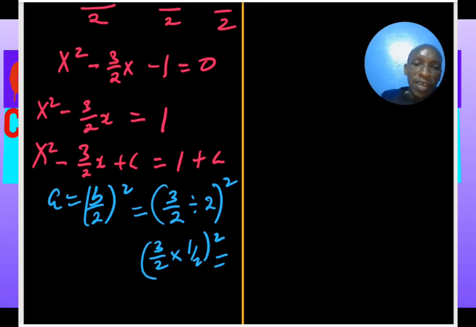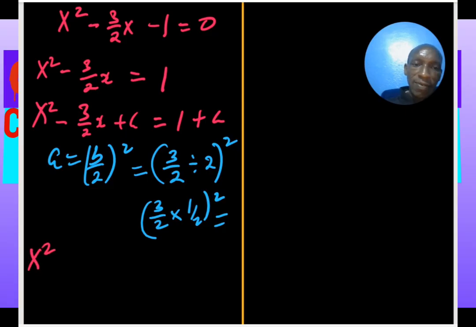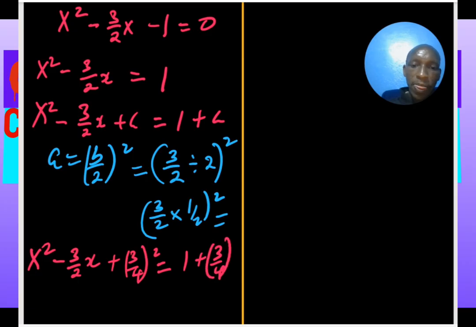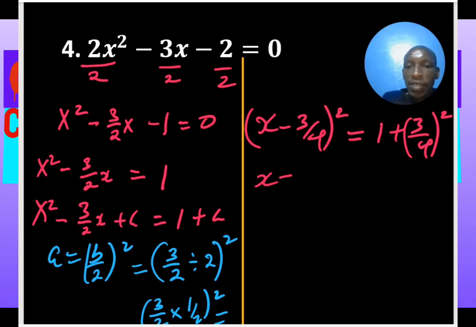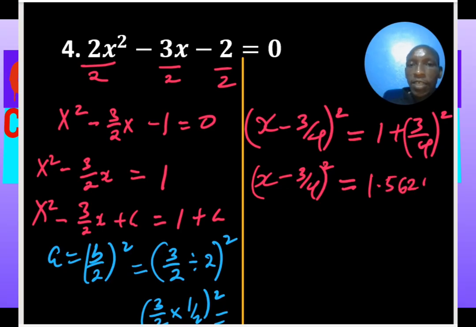So therefore, we shall now rewrite this. We get x squared minus 3 over 2 x plus 3 over 4 squared is equal to 1 plus 3 over 4 squared. Pick the terms with squares and put in one bracket. x minus 3 over 4 squared is equal to 1 plus 3 over 4 squared. So therefore, this gives us x minus 3 over 4 squared is equal to 1.5625. Then we find now the square root on each side.